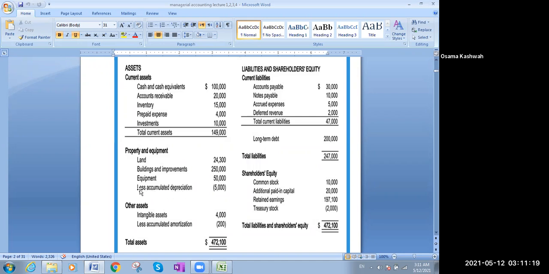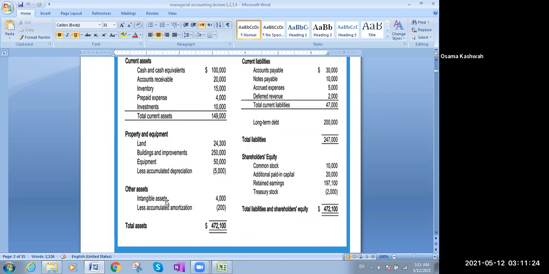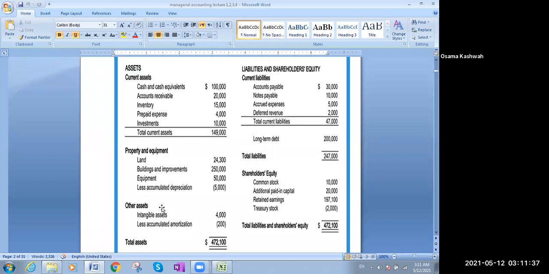So these we call the fixed assets. Notice that we deduct the depreciation. Other assets are like intangible assets, like the name, the fame, or the reputation of the shop, less accumulated amortization. So all this is on the side of the assets.